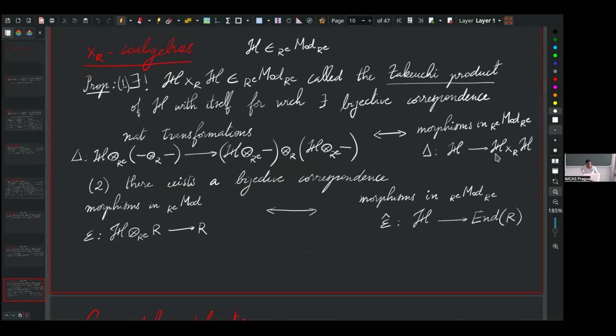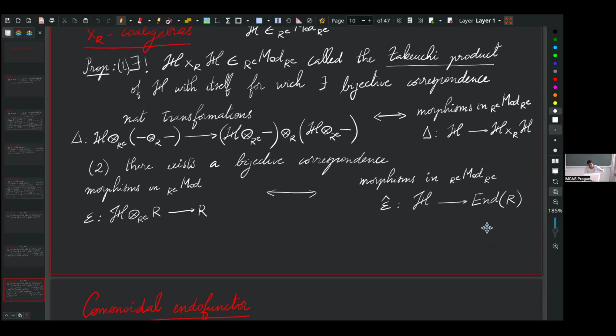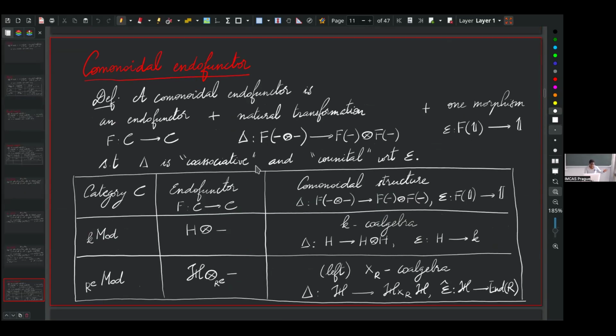And for the counit, this morphism here would be the counit, and this corresponds to an anchor map from H into the K-linear endomorphisms of R. The Takeuchi product can actually be defined for any pair of R^e bimodules, and it induces a lax monoidal structure on this category, whose unit is R. And then once we add the coassociativity and counitality, we obtain the notion of a left coalgebra with respect to the Takeuchi product.